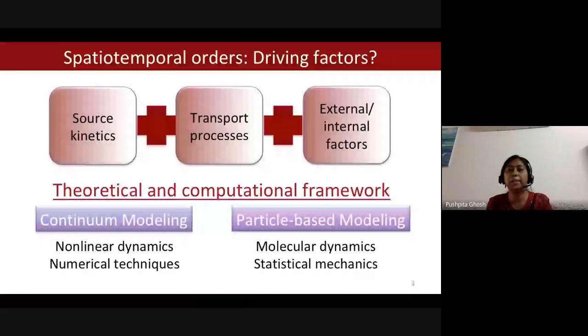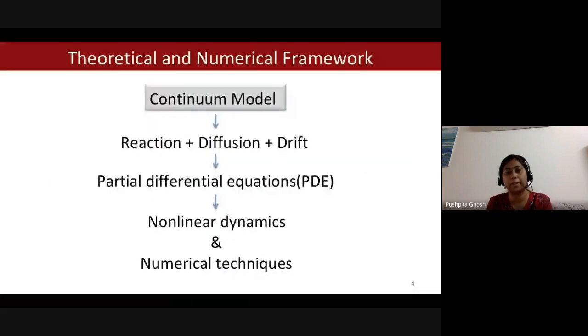So briefly again, these continuum models will have a reaction part, a diffusion part, or it may also have some drift part because of some external factors. We write down the equations of the species, their time evolution, in terms of the partial differential equation, which also takes care of their spatial extension, meaning the spatio-temporal evolution. And then we utilize the nonlinear dynamics and numerical techniques to understand the evolution process. So that's the whole framework.